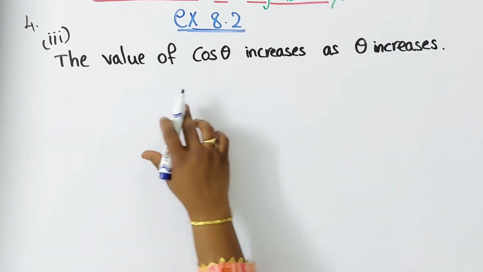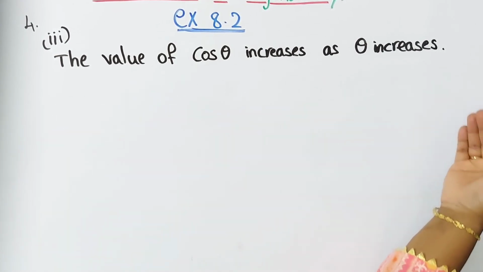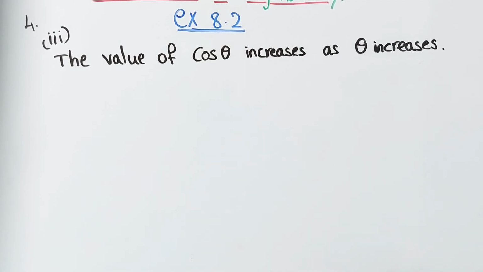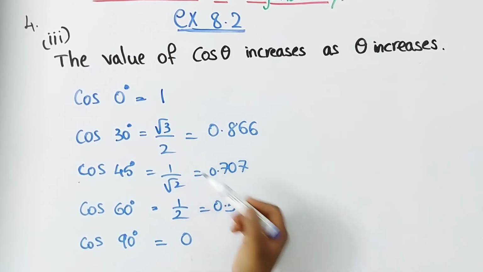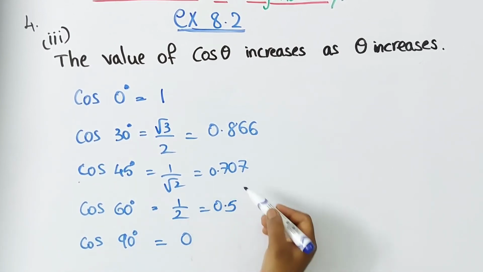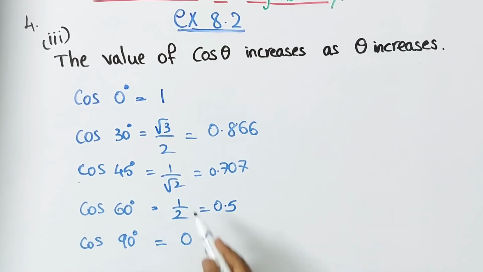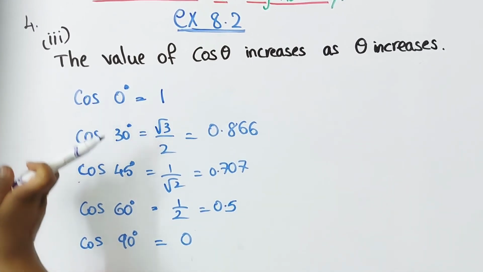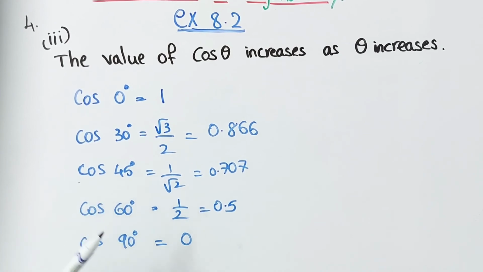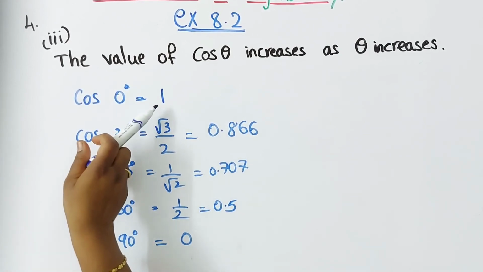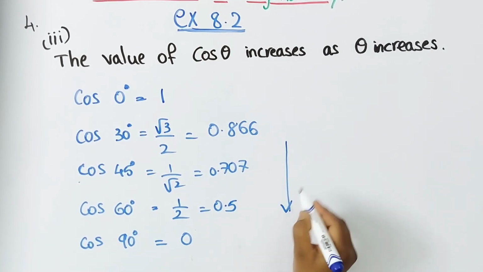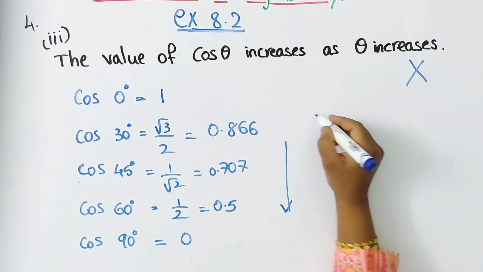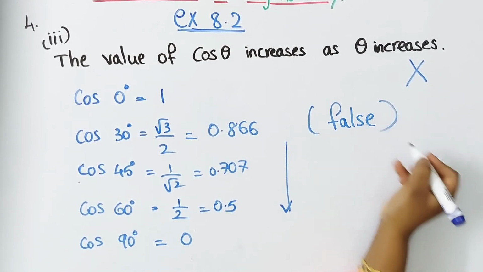Third statement, the value of cos theta increases as theta increases. Let us see the cos theta values also. Cos 0 degrees equals 1, cos 30 equals 0.866, that is root 3 by 2. Cos 45 equals 1 by root 2, 0.707. Cos 60 equals 1 by 2, that is 0.5. Cos 90 equals 0. Now check the values. Here theta is increasing, 0 to 30, 30 to 45, 45 to 60 and 90. But here see the answers: 1, 0.8, 0.7, 0.5 and 0. It is decreasing. So this statement is false. Right, children?